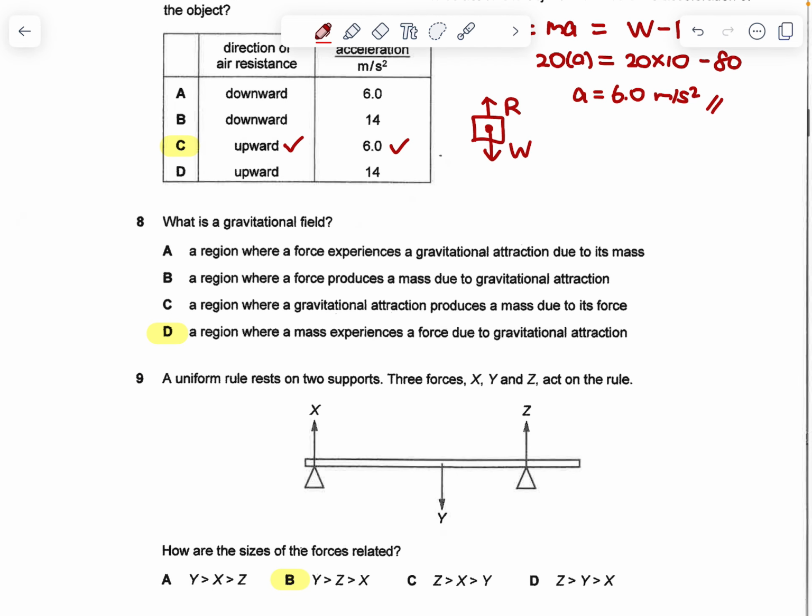Question 8. What is a gravitational field? This is just a definition question, same as if they ask you to define gravitational field. So it's a region where a mass experiences a force due to the gravitational attraction.